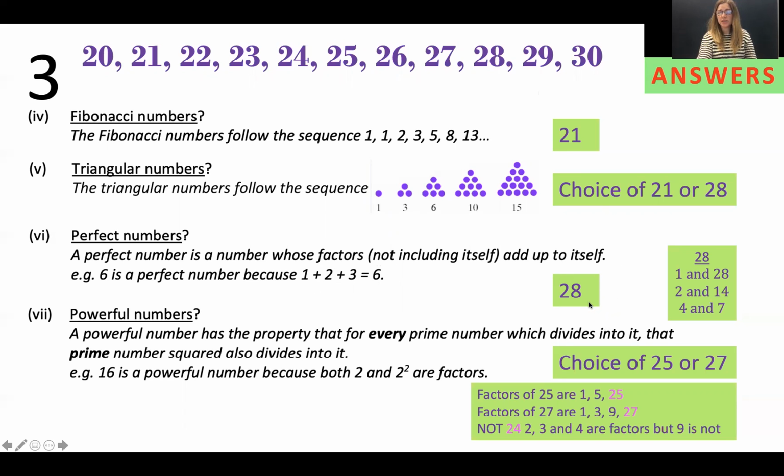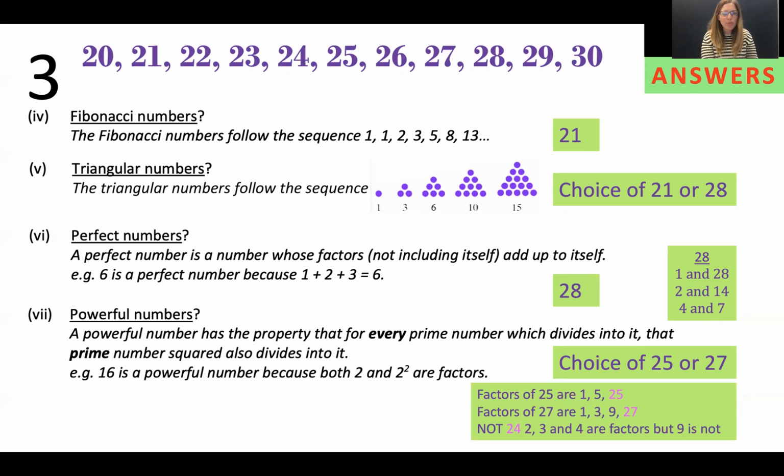There's only one number in this sequence. It's 28. So the factors of 28 are 1 and 28, 2 and 14, 4 and 7. Remember, you don't include the number itself. Add up 1, 2, 4, 7 and 14, and you're going to get 28. The other 2 numbers, less than 1 million, that are perfect are 496 and 8,128. I wouldn't suggest you look at those now, but those are the only 4 numbers that are less than 1 million that are perfect numbers.